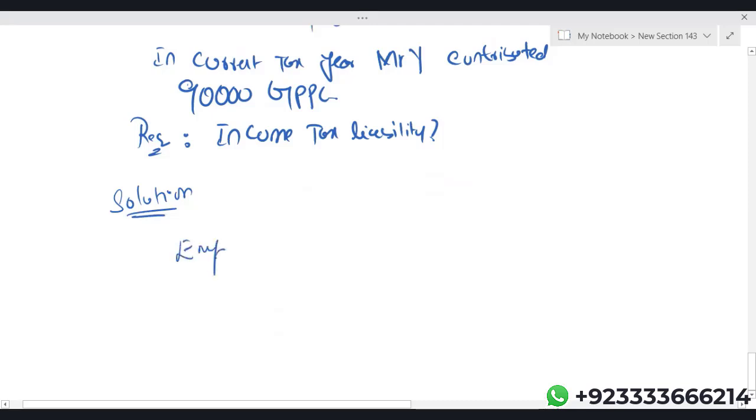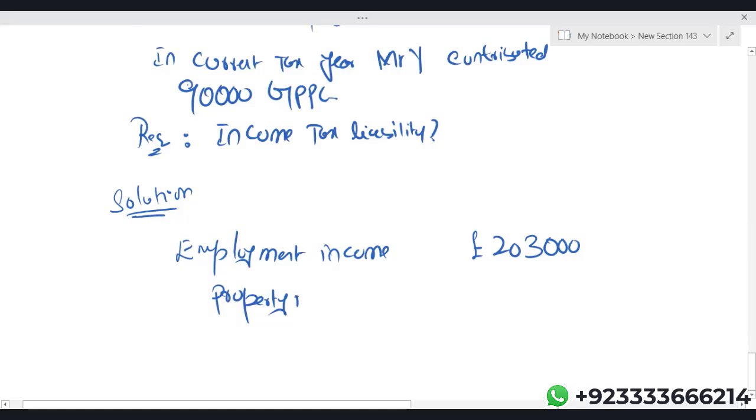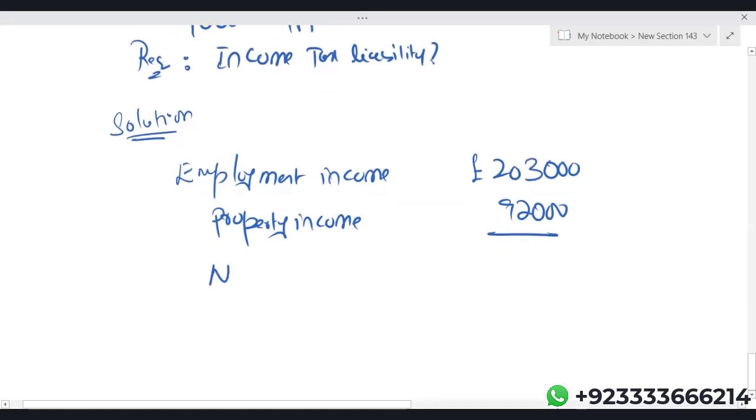Let's say there's no other information, so salary is the only employment income. Given in this question, 2,03,000. We do have a property income as well, which is 92,000. So the net income is 2,95,000.